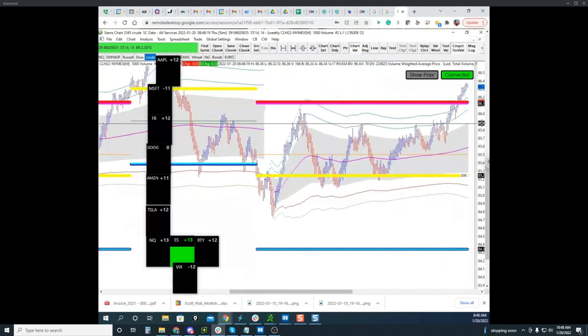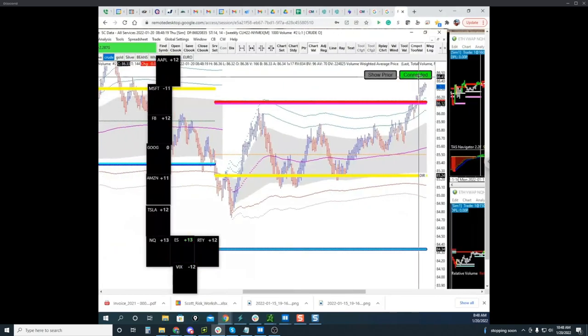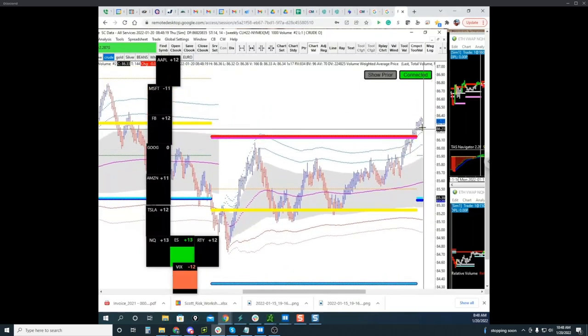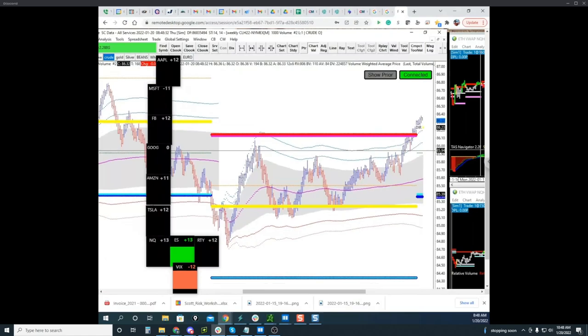Lug-wise, actually, this is probably new lugs here. Not sure why you're not seeing. Yeah, there's yellow right there, 86.23. So I would not have been aggressive here because we're right at the yellow lug. So what I will do, if we got here, that's that stop run. If we retest, I'll go long.